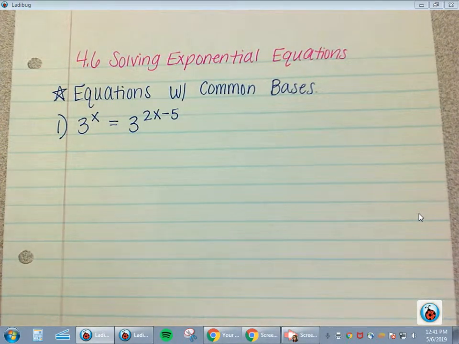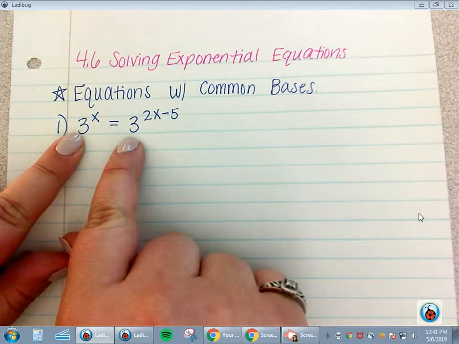We're going to do section 4-6, solving exponential equations. First, we're going to look at equations with common bases. So in this first one, number one, we've got 3 to the x equals 3 to the 2x minus 5. Notice we have 3 to the power on both sides.